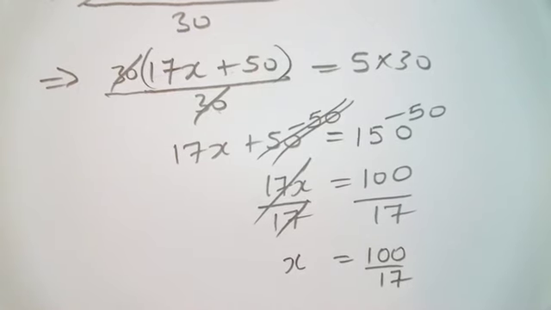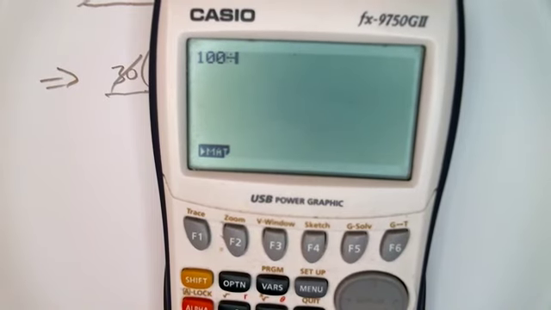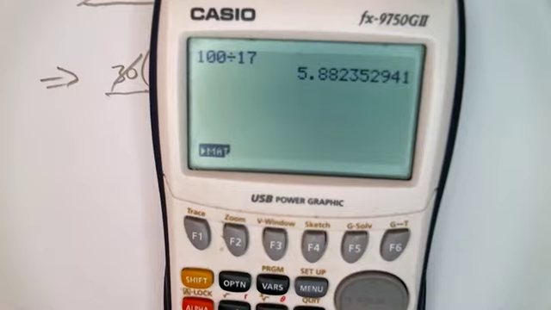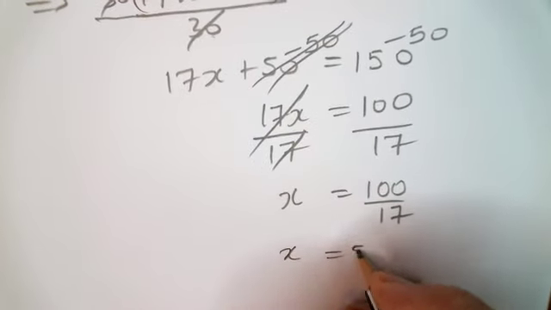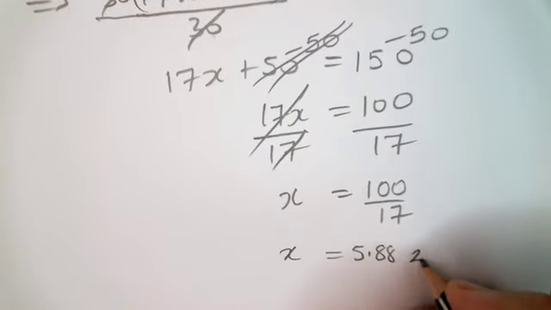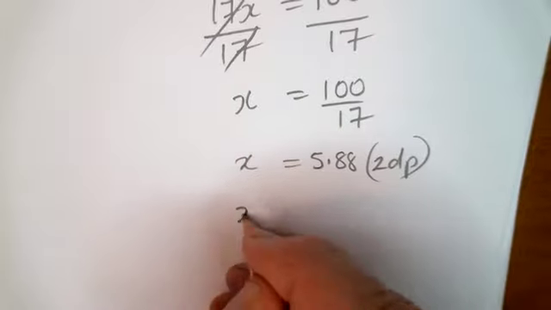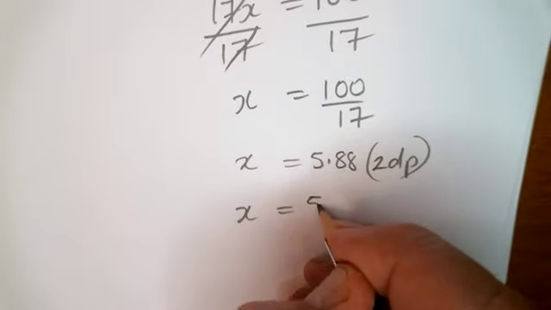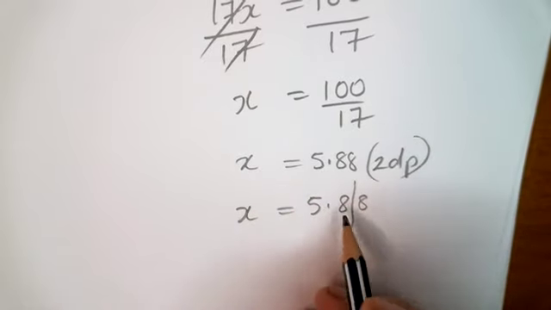Now, if you want to write that as a decimal, you can. In fact, let's write it as a decimal and just see what happens. So I've got 100 divided by 17 on the calculator here. And it's 5.88. All right, so x is equal to 5.88. I'll put 2 dp here. Now, if you were asked to do that to 1 dp, by the way, you just get x is equal to 5.88, and that's the 1 dp we want.